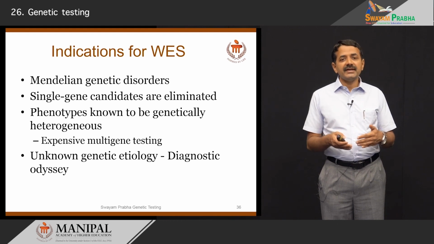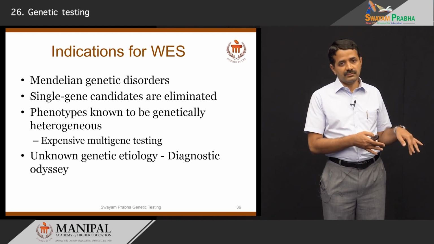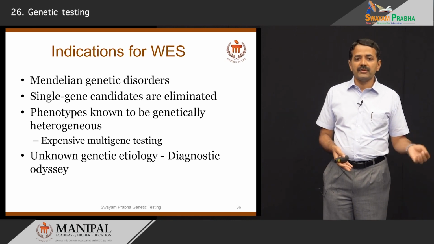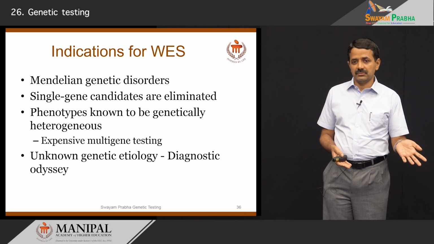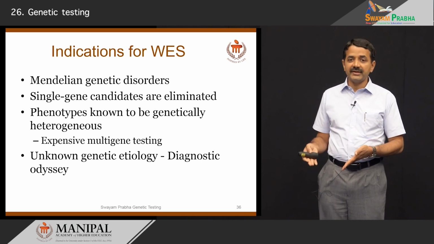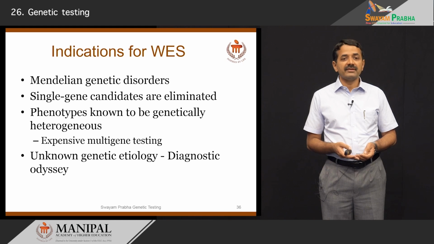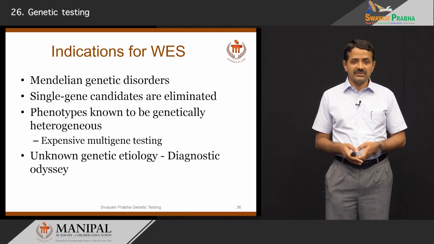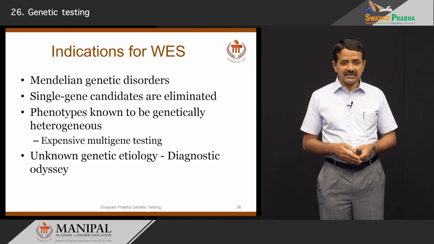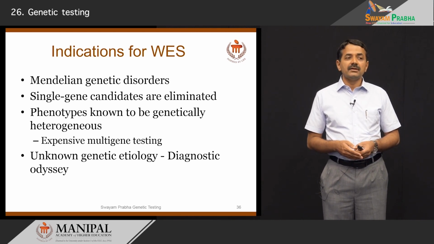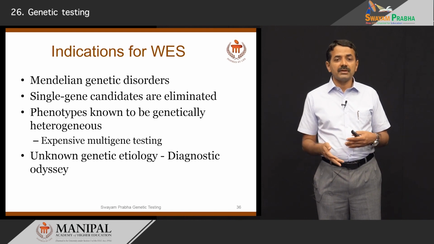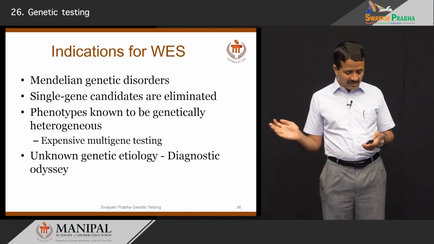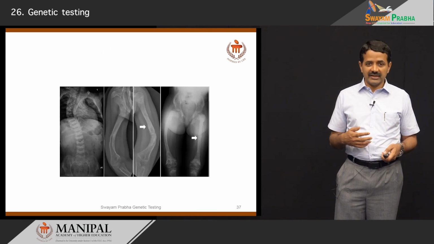And when single gene candidates are eliminated, and you have several genes which need to be tested together, or point mutations or common recurrent mutations are already tested, and you have to sequence several genes, phenotypes known to be genetically heterogeneous, and multi-gene panel testing is often expensive, and you do not have a proper clinical narrow diagnosis, then this becomes a test of choice to screen several genes in one experiment.